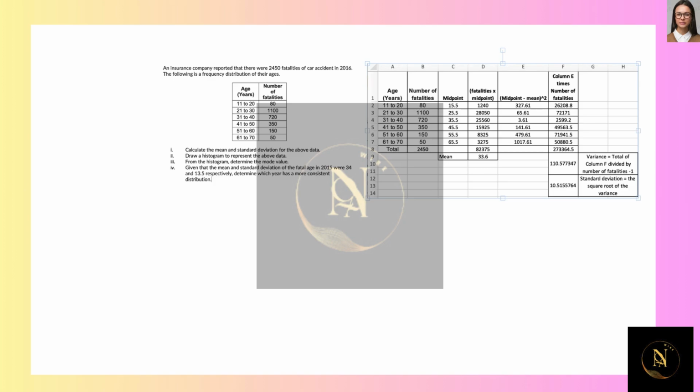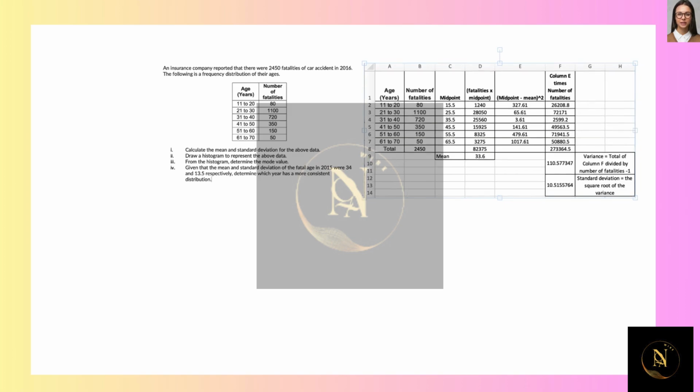Then what you had to do is you take your midpoint, subtract your mean, and then you square it. And so that's what these numbers are. Then you take column E and you multiply it by the number of fatalities, and that's what these numbers are, and then you total them. And to get your variance, you take that total here and you divide by the number of fatalities minus 1, and that's 110.577347.